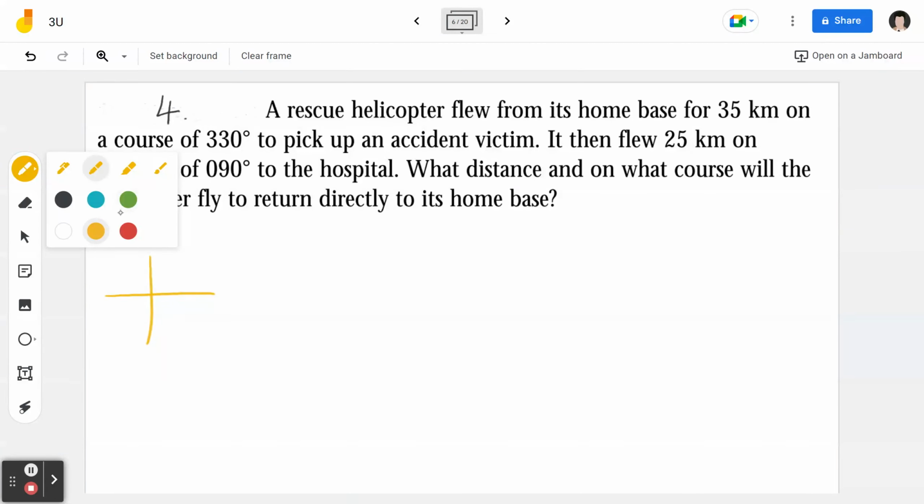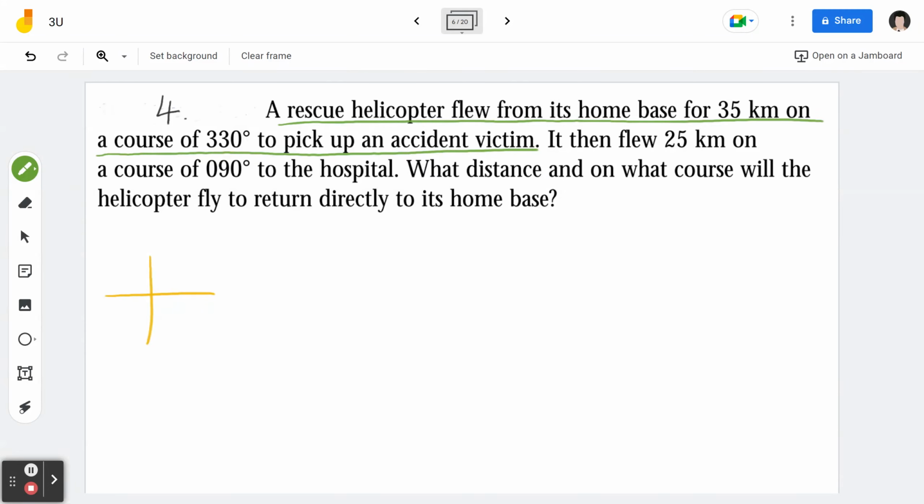Now, in the first sentence, and I'll grab different colors for you, it says a rescue helicopter flew from its home base for 35 kilometers on a course of 330 degrees. So 330 degrees. You start from here, you go all the way to 330. What does that really mean? You draw a straight line, which looks roughly like that. Now, the length of this line is going to be 35 kilometers. If this is going to be 330 degrees, this angle is going to be 30 degrees. So all I did was I translated from English into a diagram, which then I'll work on the math accordingly.